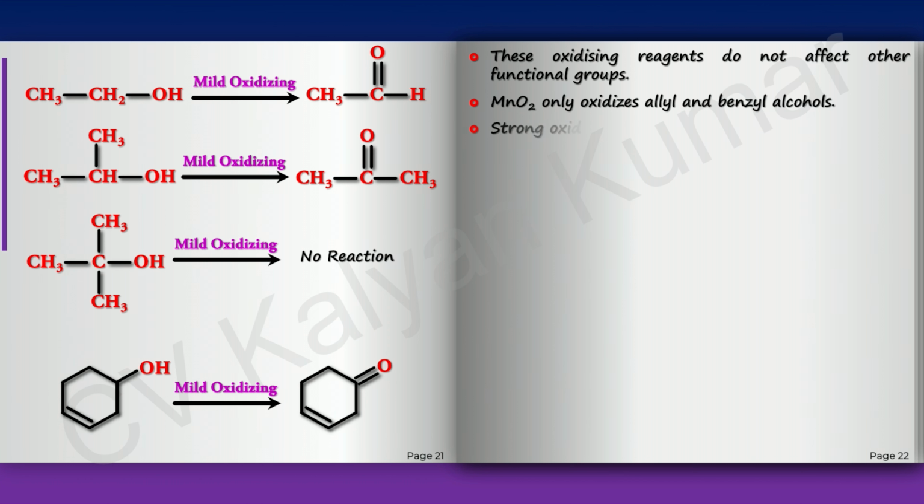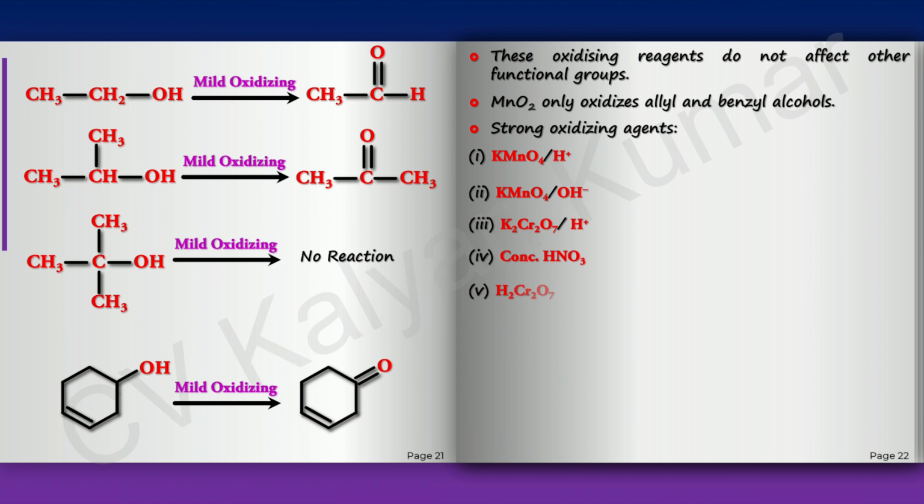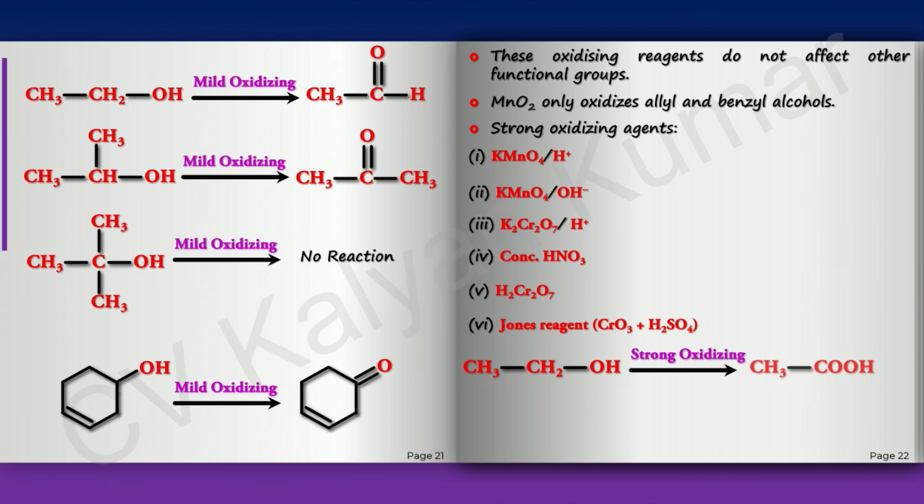Now let's look at the strong ones. These are the ones that will convert alcohols into acid. Acidic KMnO4, alkaline KMnO4, acidic dichromate, concentrated nitric acid. This is H2Cr2O7. You have Jones reagent, CrO3 with sulfuric acid. So primary alcohols with strong oxidizing agents will become acid.